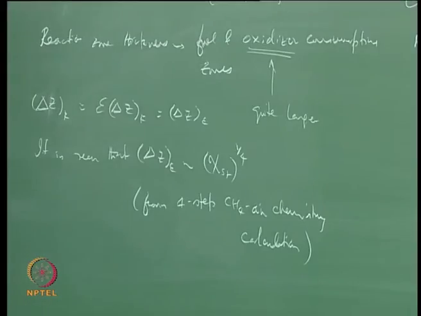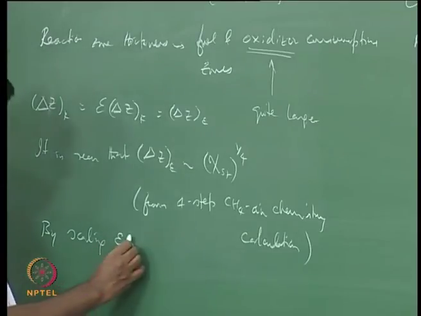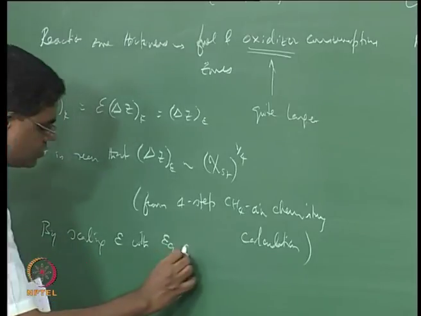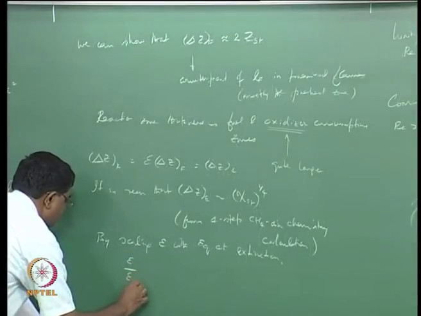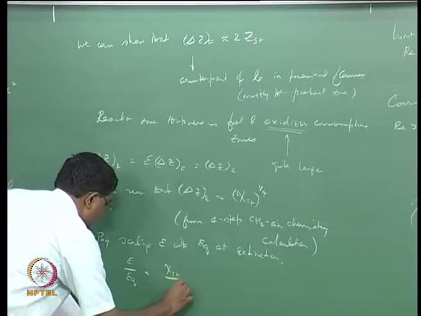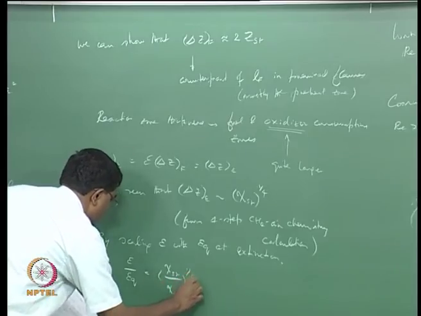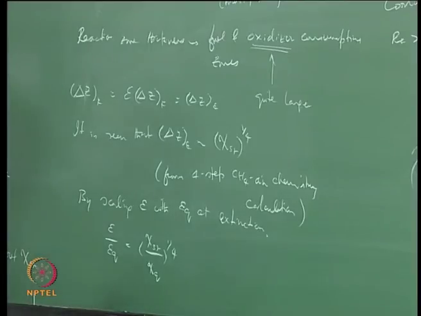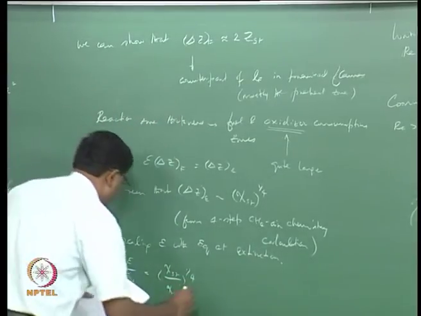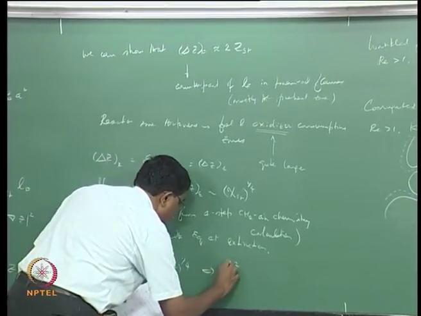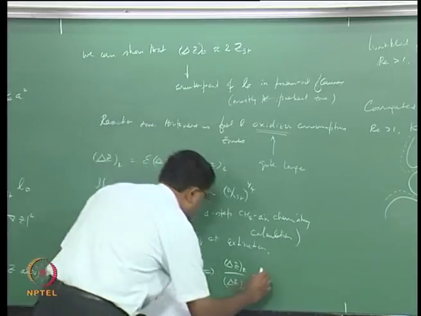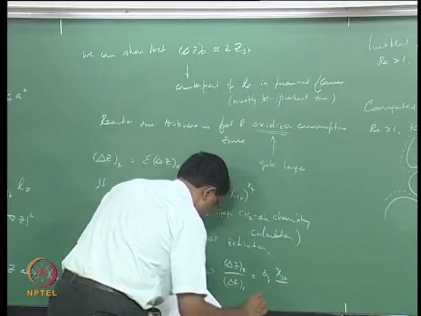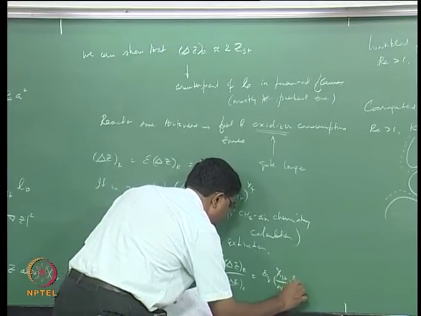And then we try to relate the epsilon here to the extinction epsilon. So by scaling epsilon with epsilon q at extinction, then we can show that epsilon over epsilon q is chi st divided by chi q to the 1/4, and therefore we can just write here delta ZR divided by delta ZF is epsilon q times chi st divided by chi q to the 1/4.